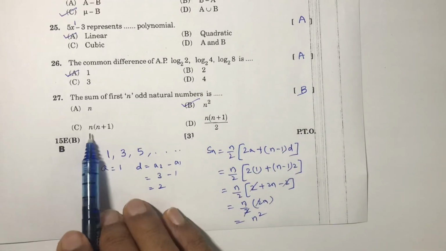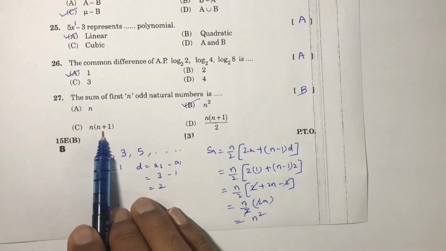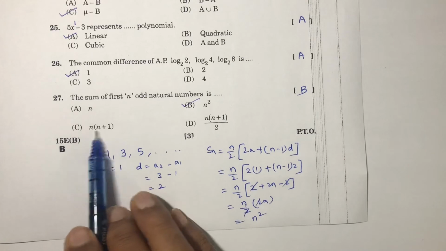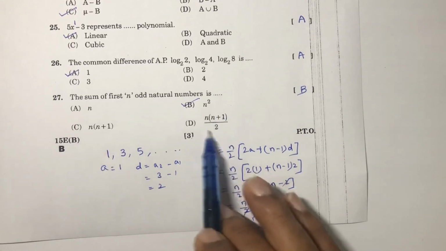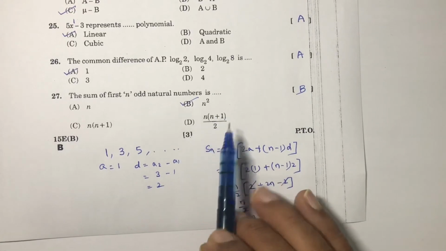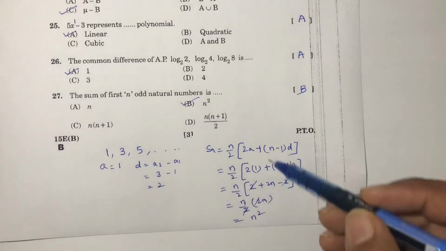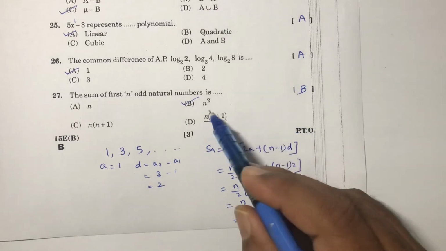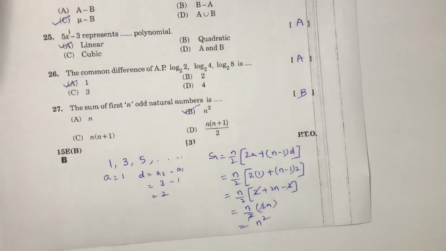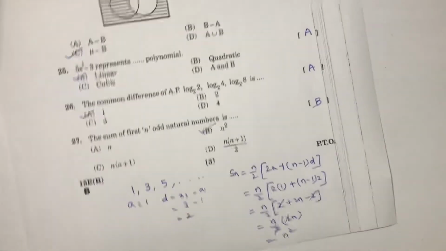If you do it for the sum of even numbers, you will get n into n plus 1, or n square plus n. The sum of n natural numbers is the famous formula given by Gauss. But for the sum of n odd numbers, the formula is n square. You can simplify like this. So correct option is B. Next MCQ. The quadratic polynomial, next one.